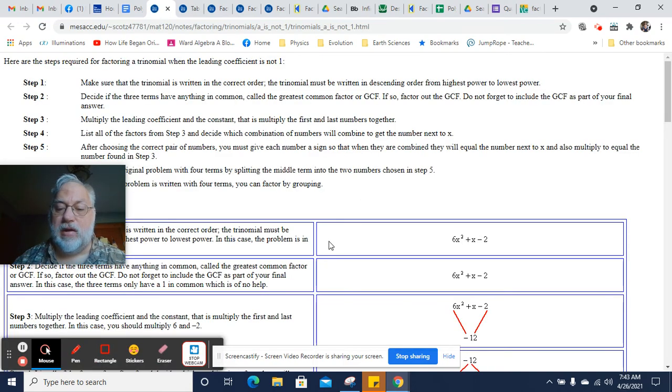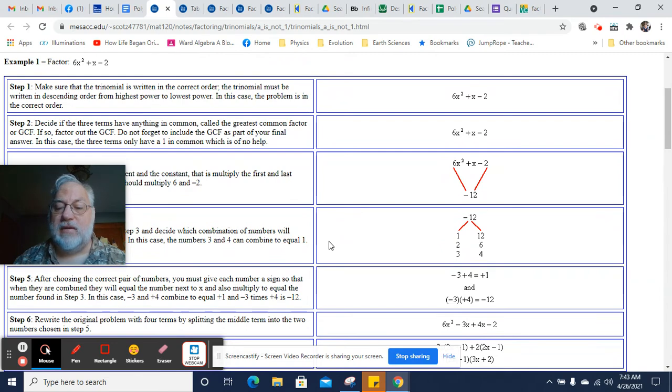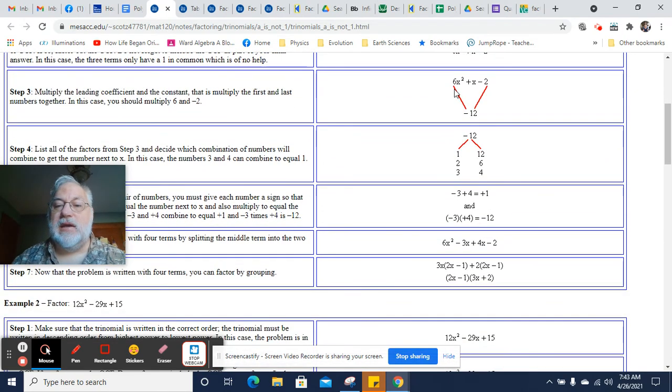And here we are. It's got examples worked out, and it shows examples where we're taking the product of our first and last coefficients. We're figuring out what the factors are of it, and we see which factors would work to add up to our middle coefficient, which happens to be 1 here. So 6 times negative 2 got us negative 12. We're looking for two factors of negative 12 that will add up to 1. Negative 3 and 4 will do it. And negative 3 times 4 will get us negative 12. And then we break up that 1x into a negative 3x and a 4x. That's the same as plus x.